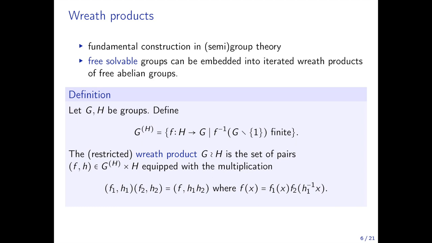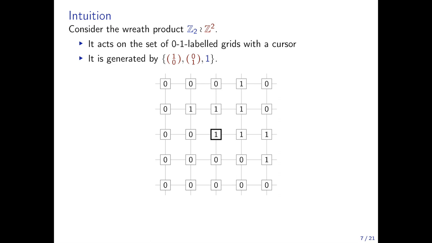Okay, here's a more intuitive view on the wreath product. Let's consider the example of Z2 wreath product with Z squared. So we take the group of two elements together with Z squared. Now this wreath product acts on the set of all 0, 1 labeled grids, where only a finite number of cells are labeled by 1, and it has a distinguished cursor in the cell.